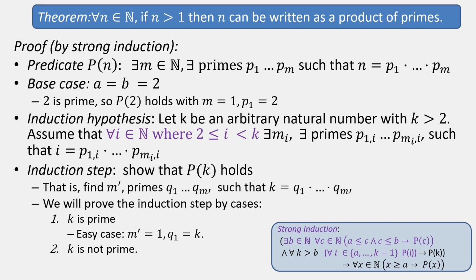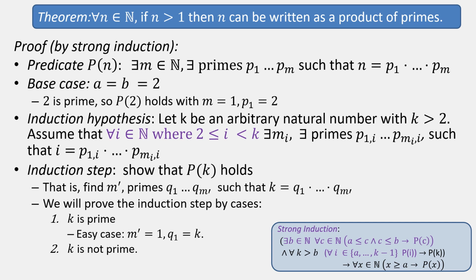For the induction hypothesis, let k be an arbitrary natural number greater than 2, and assume the strong induction hypothesis that every number from 2 up to k minus 1 can be written as a product of primes. So for the induction step, we need to find a number, let's call it m prime, and the corresponding primes q1 to q m prime, such that the number k is a product of those primes.